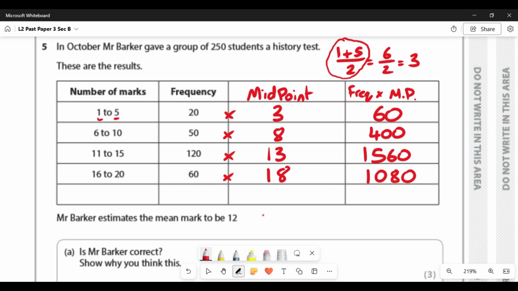That'll tell me the total number of marks for everyone. So 60 plus 400 plus 1560 plus 1080. That gives me exactly 3,100. And I need a total number of the people who took the test. Well, it does say in the question, or you can just add the total number of frequency here. If you add these together, you should get 250. That goes there. So let me just move the screen down.